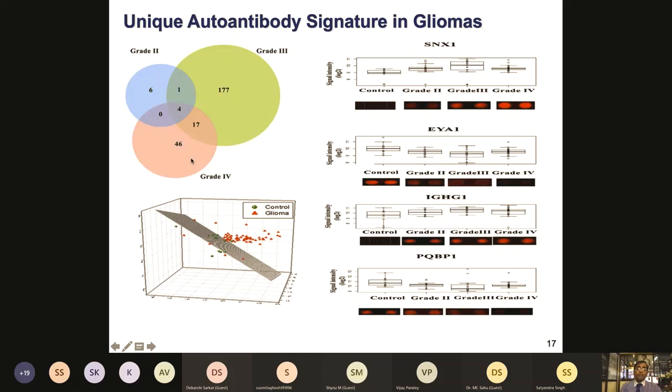The main thing was that of all these proteins, only 4 were common, showing a common response significantly from grade 2, 3, and 4. And these 4 were quite interesting because, shown here in the inset and panel, like Sorting Nexin 1 protein, for example, going from control to grade 2, grade 3, and grade 4, you can see the signal keeps increasing. Similarly, for IgG1 protein, you can see the signal is increasing.